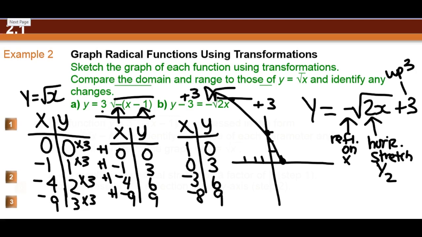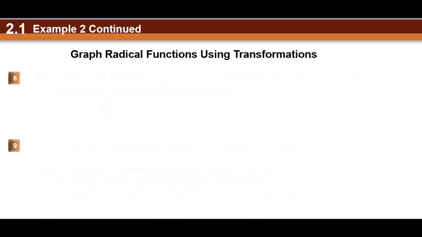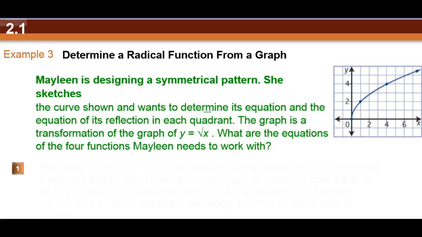Okay, so for our last example, example 3 says Maylene is designing a symmetrical pattern. She sketches the curve shown and wants to determine its equation and its reflection. The graph is a transformation of the graph of y equals. So our normal equation is just root x. What are the equations of the 4 functions Maylene needs to work with?